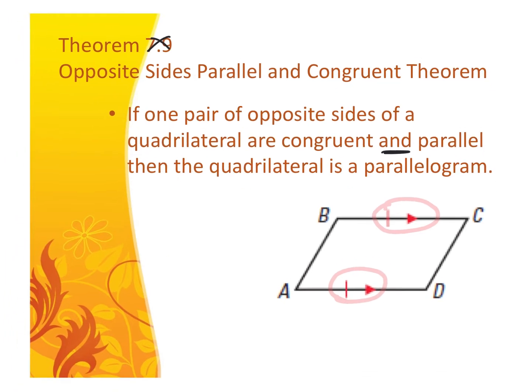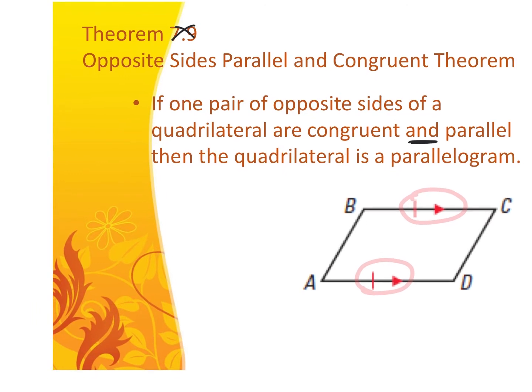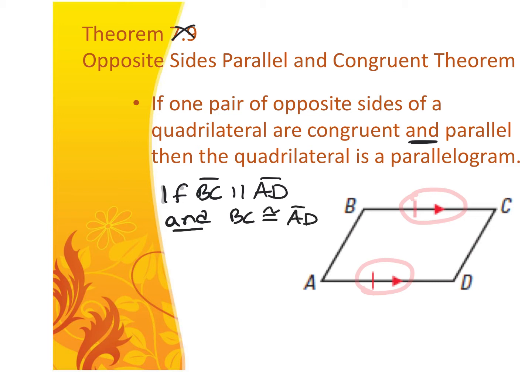So again, if I wanted to make a statement based on my picture, I could state that if BC is parallel to AD and BC is also congruent to AD, then I can say that ABCD is a parallelogram.